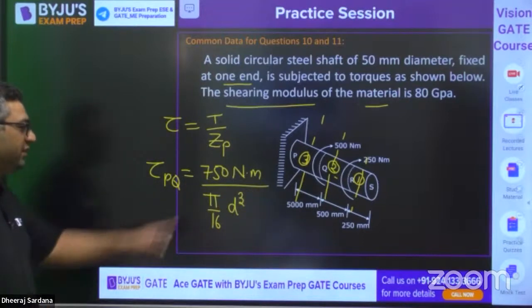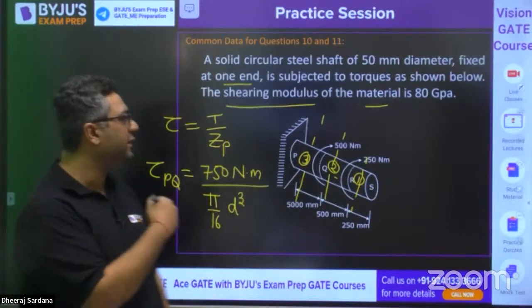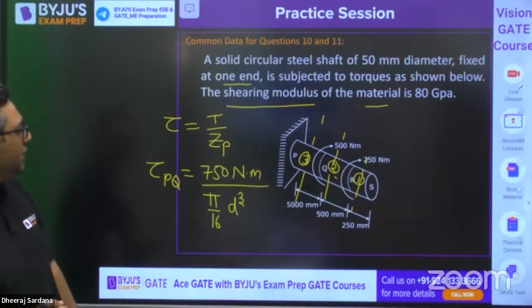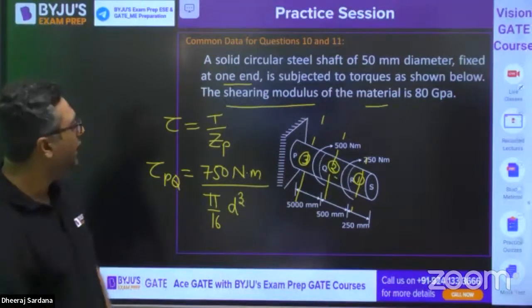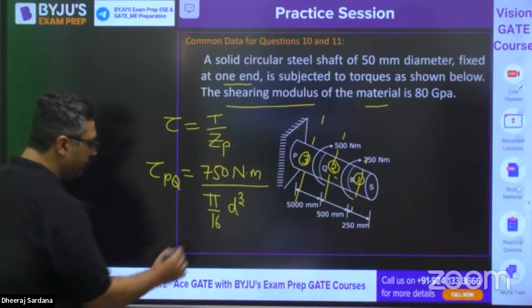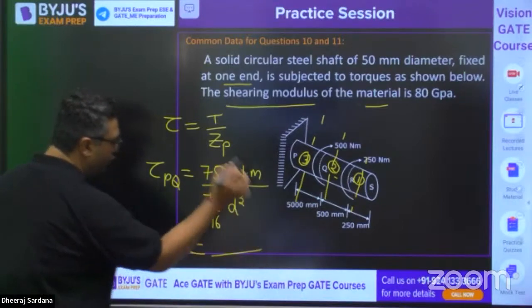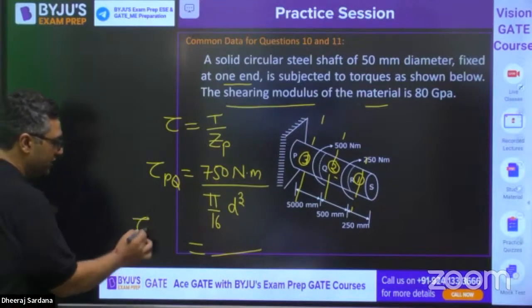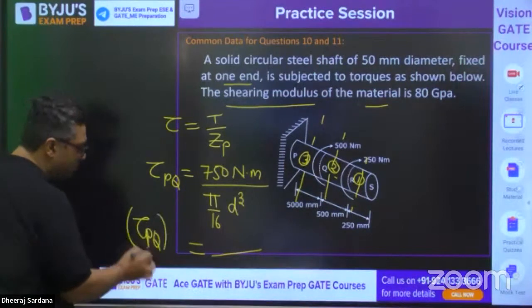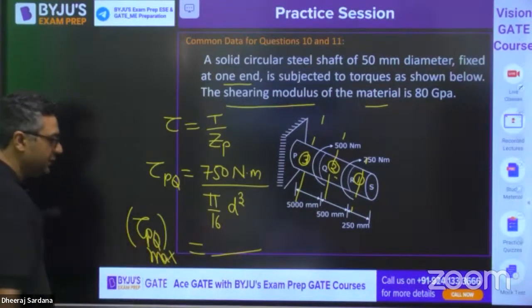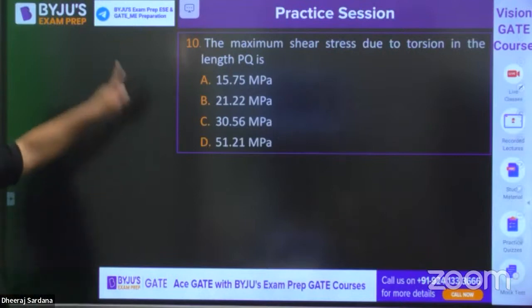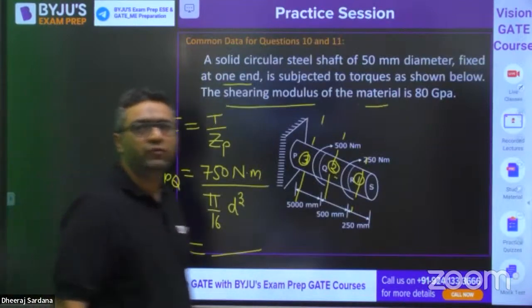They have given the length because the next part is related to the angle of twist. So you know that this is T by ZP, and 50 mm is the diameter given. So you can find out the value of maximum shear stress, which will give you the PQ maximum. So guys, you need to answer it. These are the options in front of you. Solve it and get the answer.